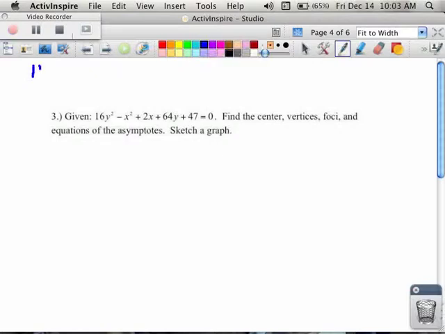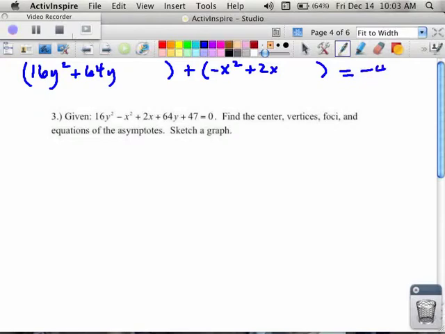So I put everything that's y in my first parentheses, 16y squared plus 64y. Leave some space. I'm going to put a plus, even though I know in the end there's going to be a minus there, and you'll see why shortly. And then in the second parentheses, I have negative x squared plus 2x. I leave a space.